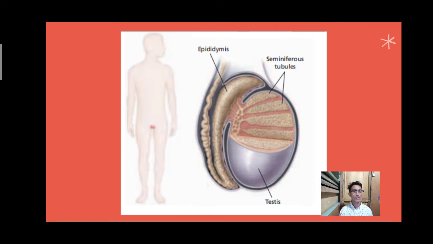It also has the epididymis and the seminiferous tubules. The seminiferous tubules are the site where sperm production happens, and the epididymis is where the mature sperm are stored until they are released during sexual intercourse. Don't worry, we'll discuss these further as we go on with our discussion this morning.